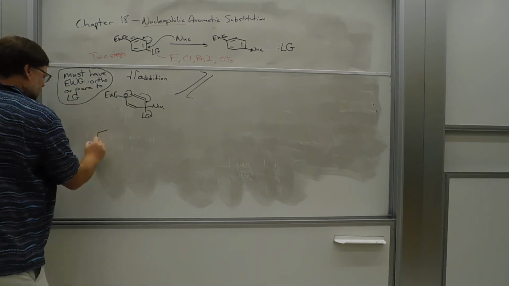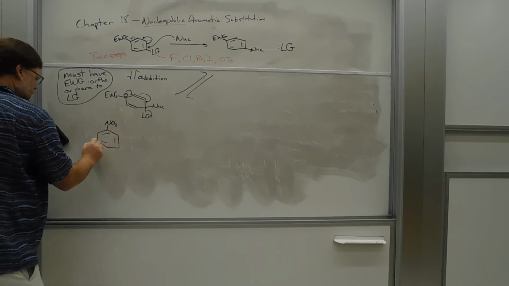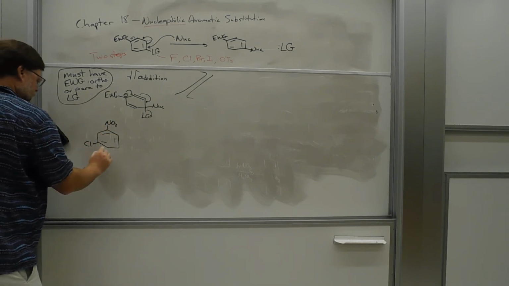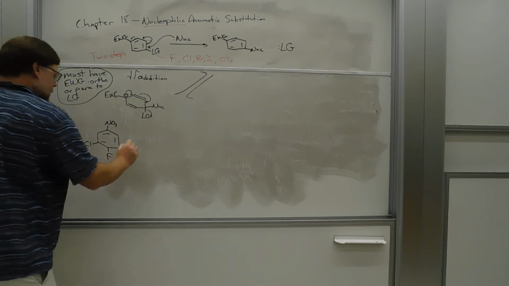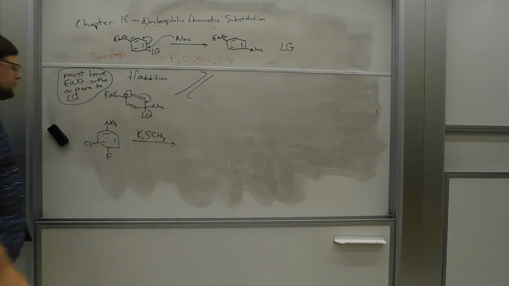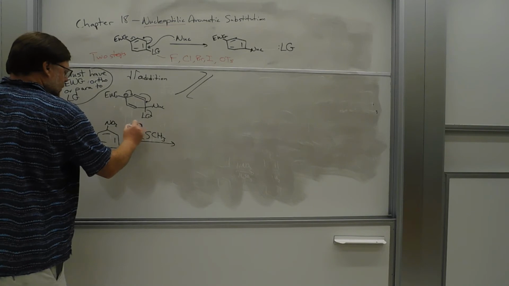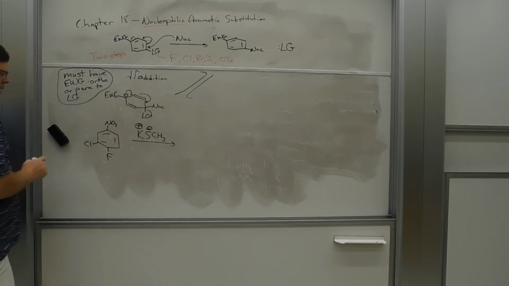Now let me show you an example. Hit pause, try to come up with the product of this reaction. Now that you're back, again, potassium is going to be positive, sulfur is going to be minus. We've got two potential leaving groups here: a fluorine and a chlorine.